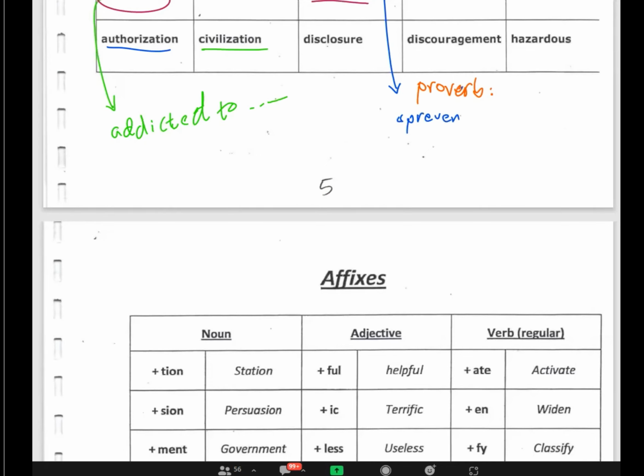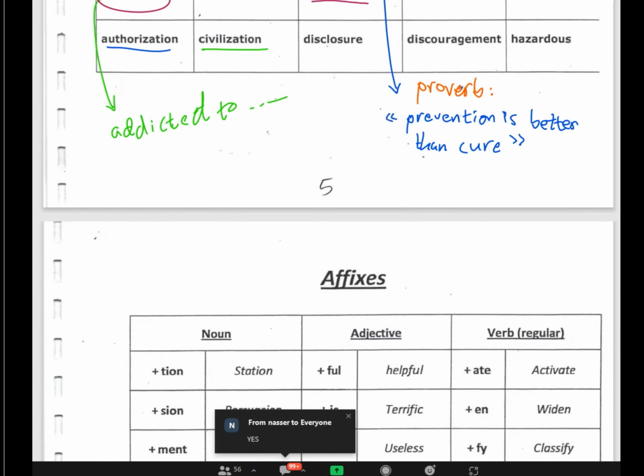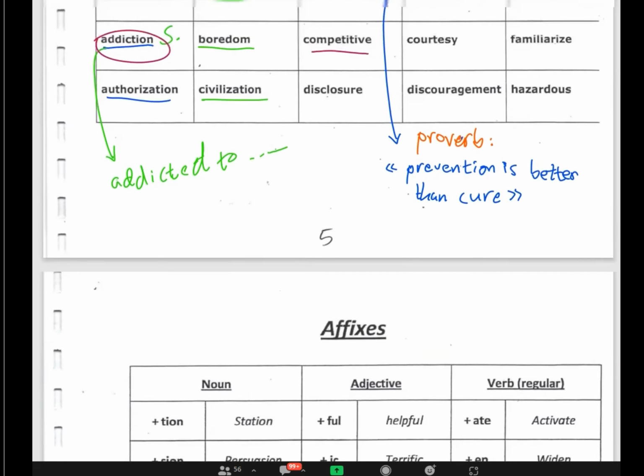Prevention is better than cure. Have you heard of this before? Prevention is better than cure. It means better to solve the problem in the early beginning, instead of at the end, in which you will need more time, more effort, maybe more money. In Arabic, what is it?